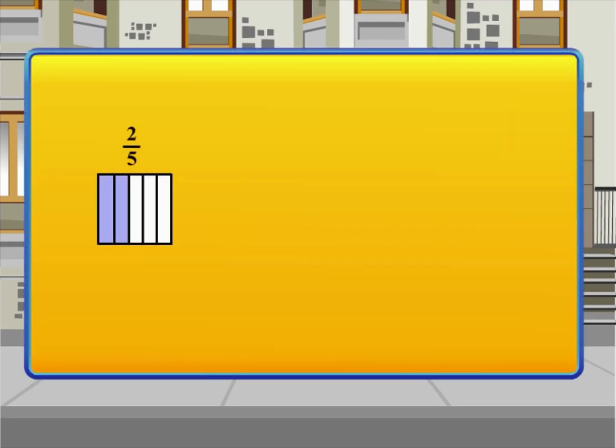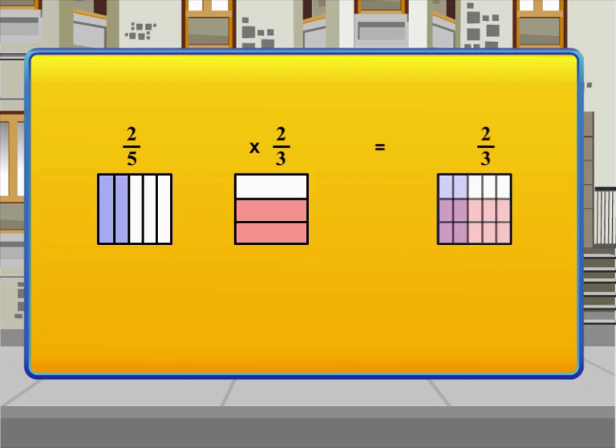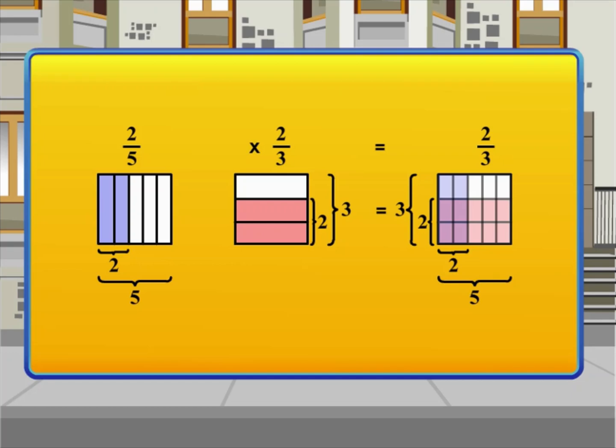Let us multiply 2 by 5 with 2 by 3. 2 by 5 times 2 by 3 is 4 by 15. 2 by 5 means shading 2 parts out of 5. 2 by 3 means shading 2 parts out of 3 parts. The answer 4 by 15 can be shown by shading 4 parts out of 15 parts.